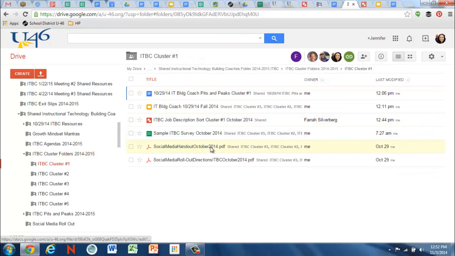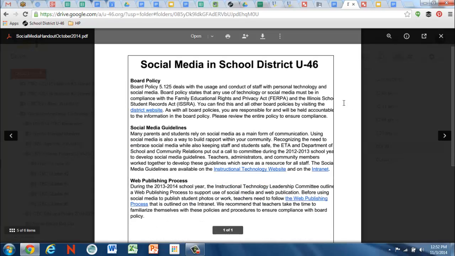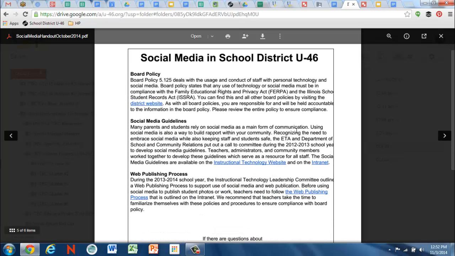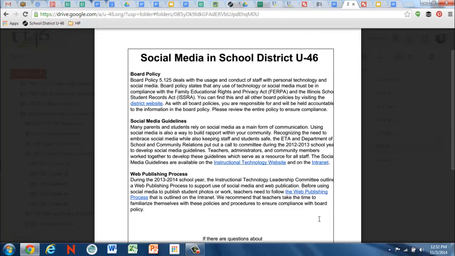One is a social media handout, and this is the one that you can share with your staff. That explains the board policy, it talks about the social media guidelines, and then it explains the web publishing process. It gives some history information about where all of this came from and why we are doing this.